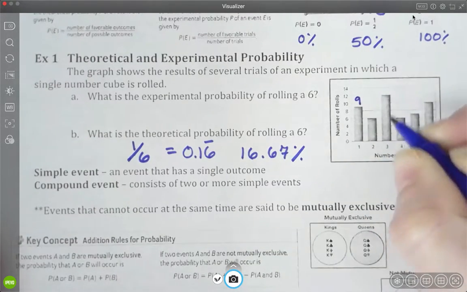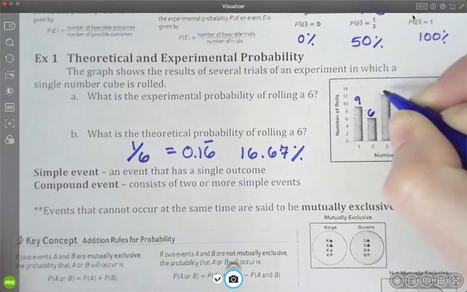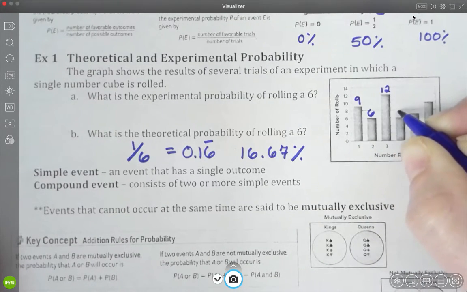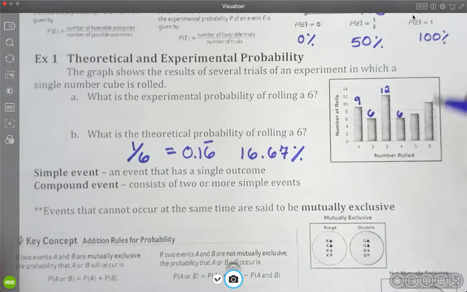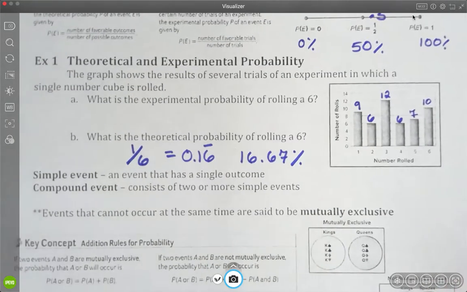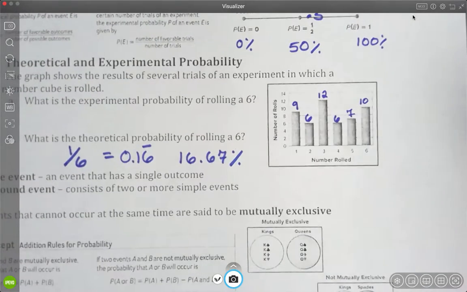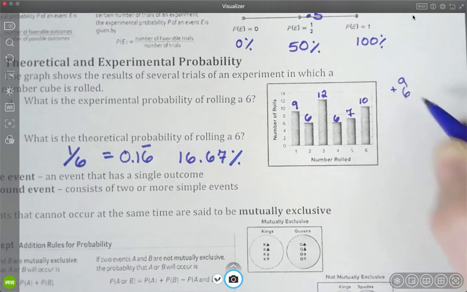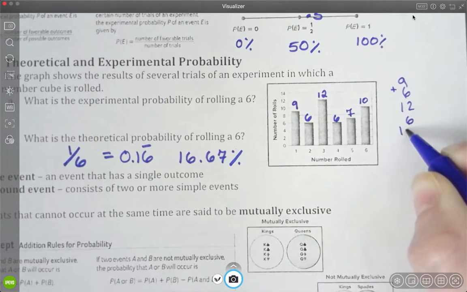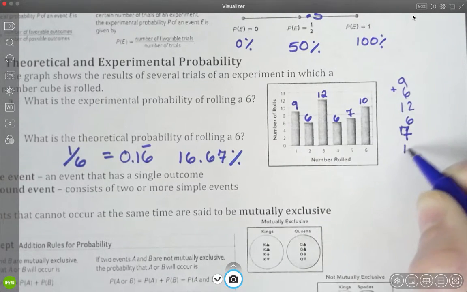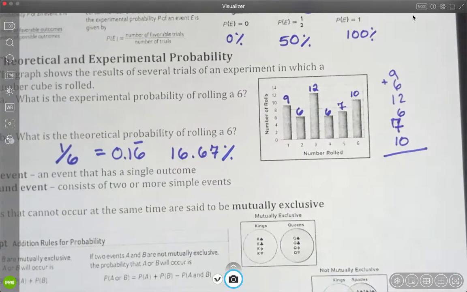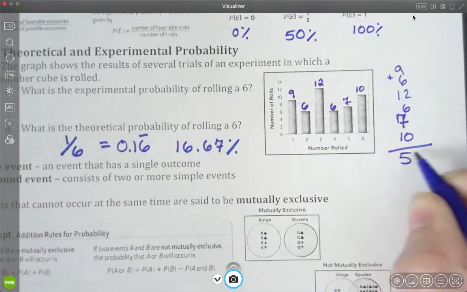9. How many times was a 2 rolled? 6, then 12, then I think that's 6 again. 5 was rolled 7 times, and a 6 was rolled 10 times? It looks like 10. It's hard to see those lines, okay? So let's add all those up and figure out how many total there are. So 9 plus 6 plus 12 plus 6 plus 7, not 17, 7 and 10. What is that total? How many times did they roll the dice? 50, exactly. They rolled the dice 50 times.